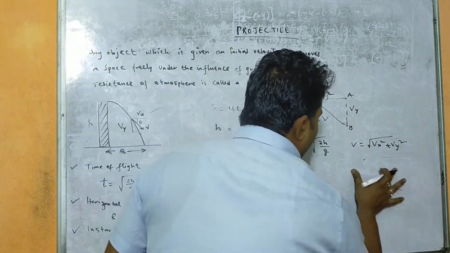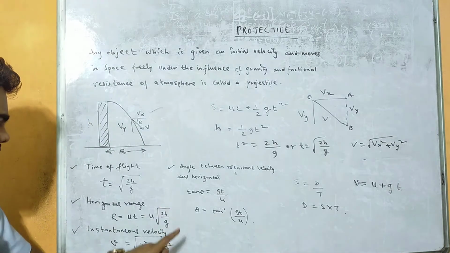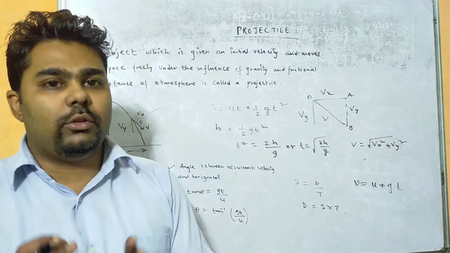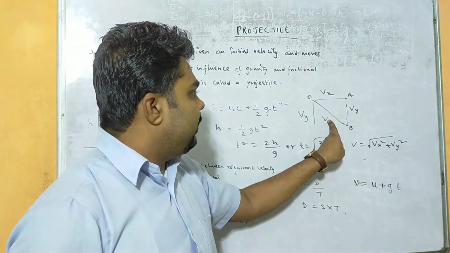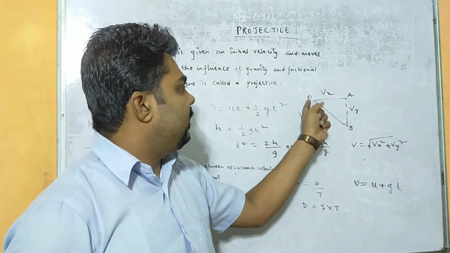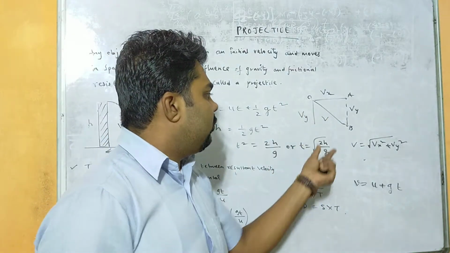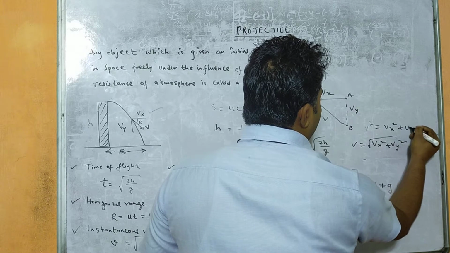So here you see V equals to root under Vx square plus Vy square. It means that when you are finding the final velocity, the velocity with which it strikes the ground, that final velocity is given by root of Vx square plus Vy square, because if you consider this as a right angle triangle, by Pythagoras theorem we get V square equals to Vx square plus Vy square.